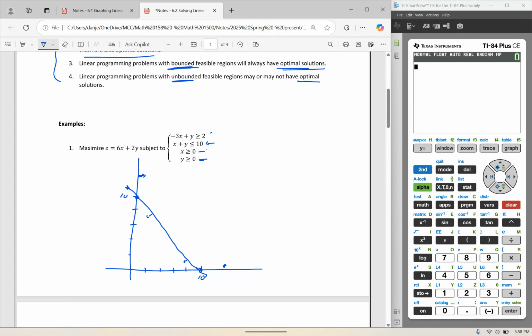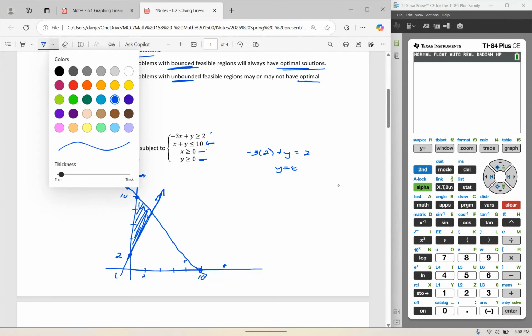Now the top line: if x is 0, y is 2, so here's my 2. Let's pick another value for x. If x is 2, I have negative 3 times 2 plus y equals 2, so y equals 8. That would be way up here already. So here's this line. And now notice that we're above that line. So this is our feasible region.